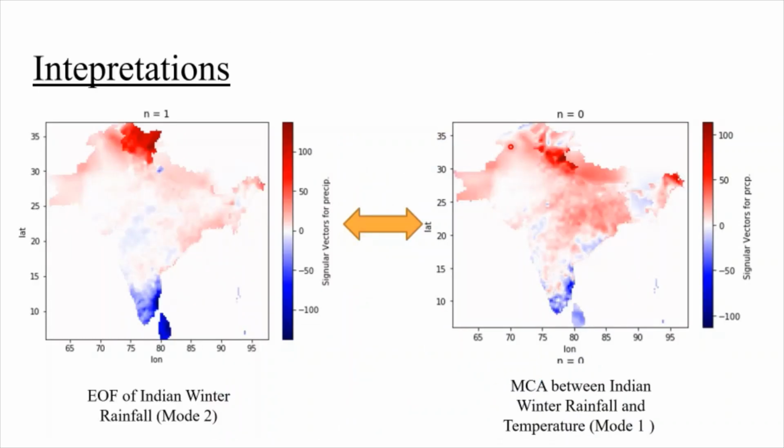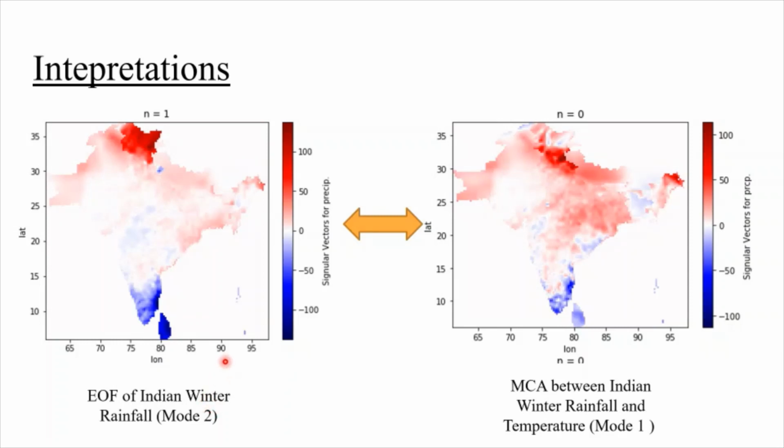And now, going to the final interpretation, the final result, we found that the spatial pattern of precipitation of the MCA leading mode resembles the EOF of Indian winter rainfall of mode 2.